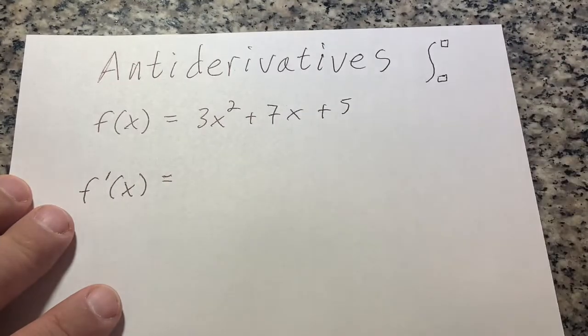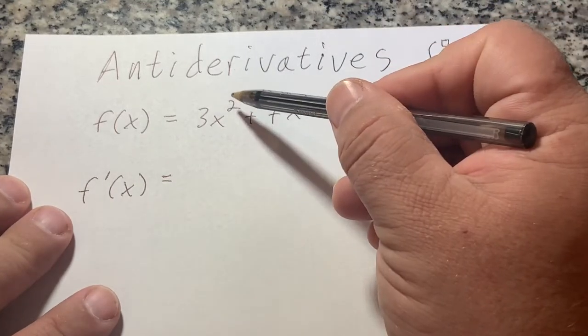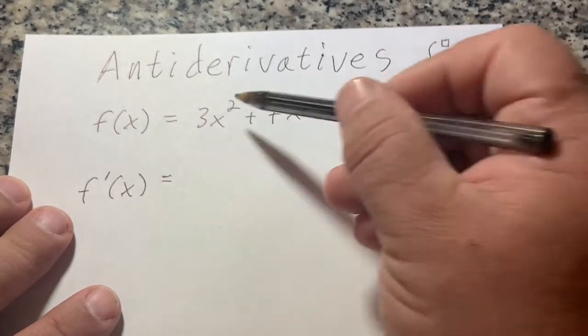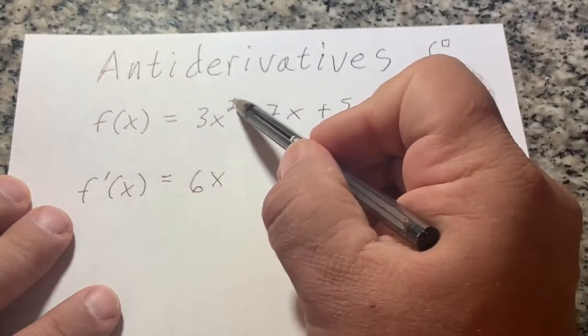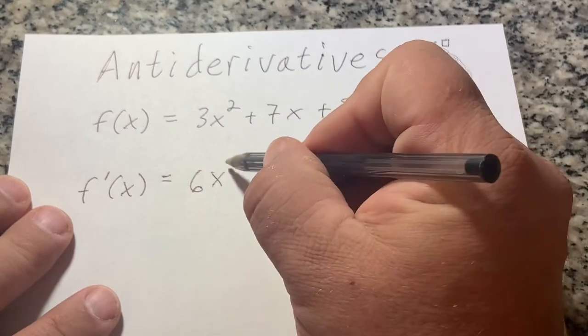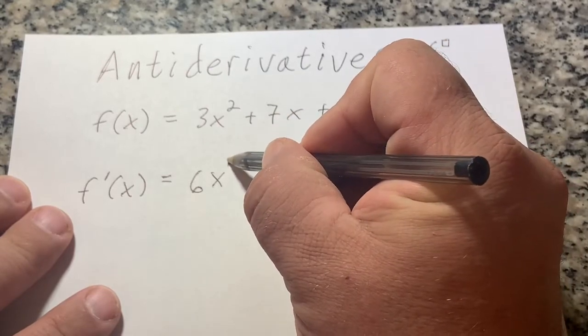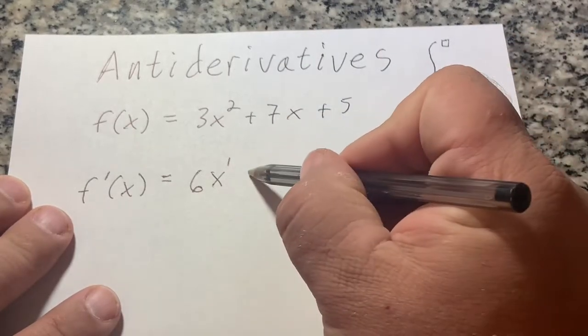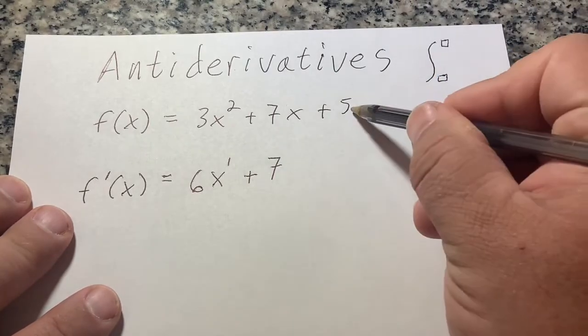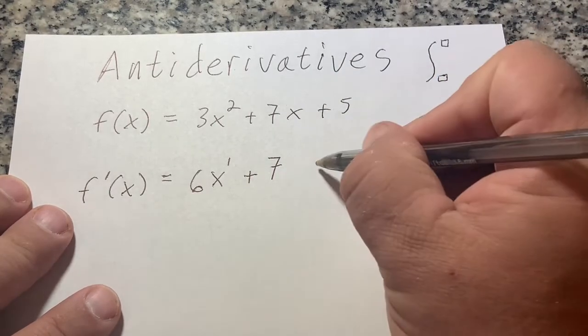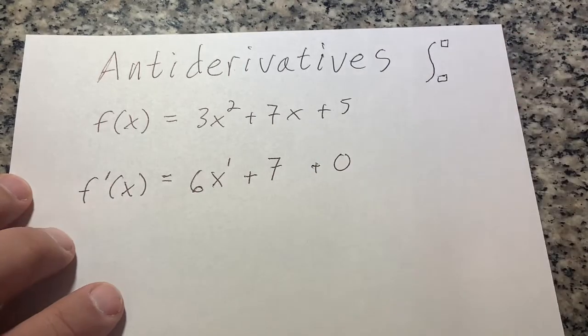With this, we're going to use the power rule. The power rule says you do 2 times 3, that's 6, x, and then you subtract 1 from the exponent. When I subtract 1 from the exponent, that gives me x to the first. Then the derivative of 7x, after so many times of doing it, we figured out it was just 7. And then the derivative of 5 goes away. So technically, it's plus 0.